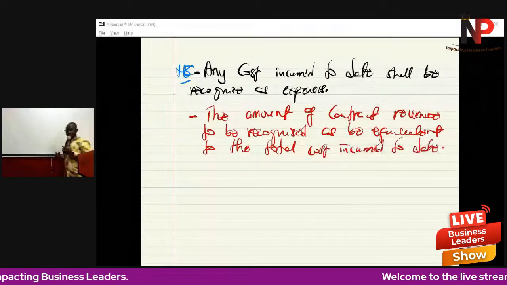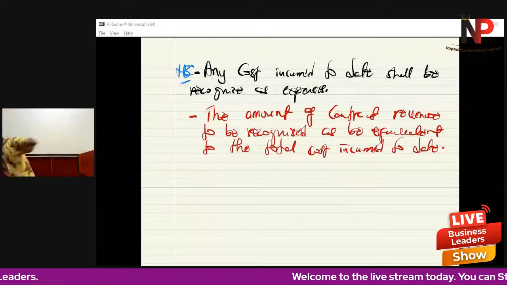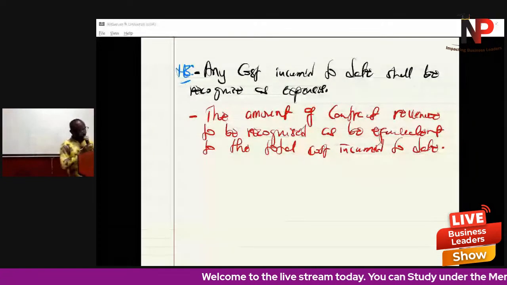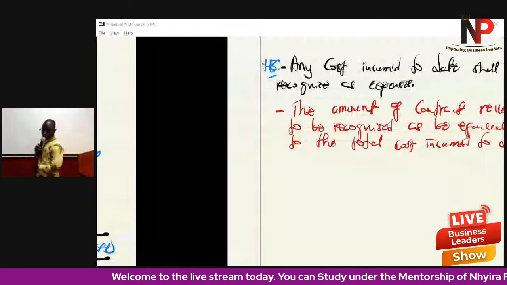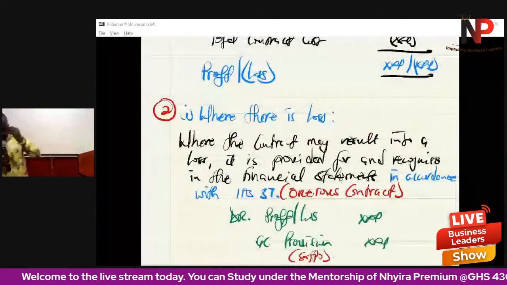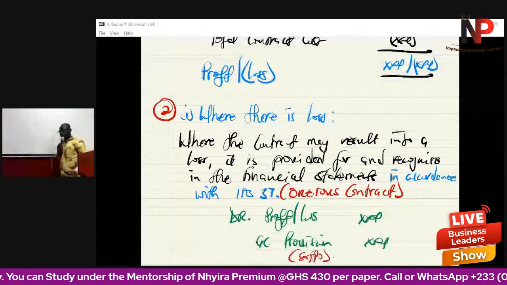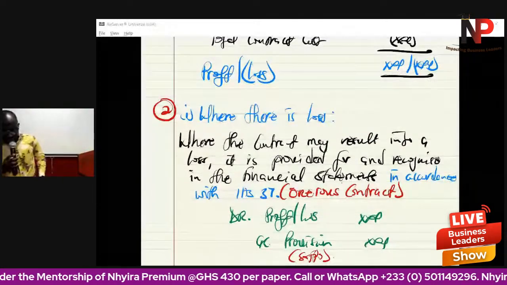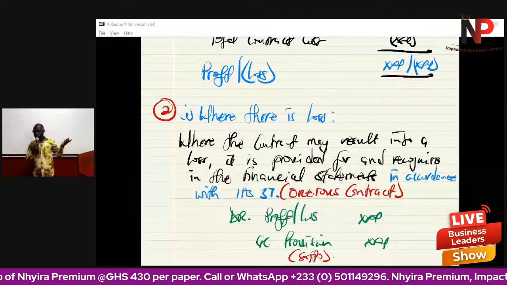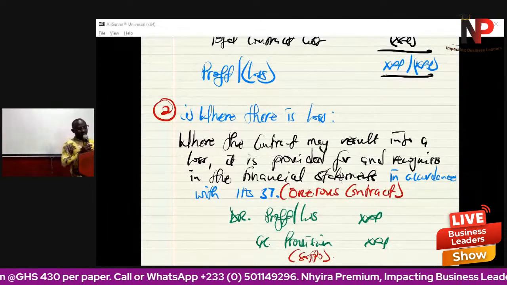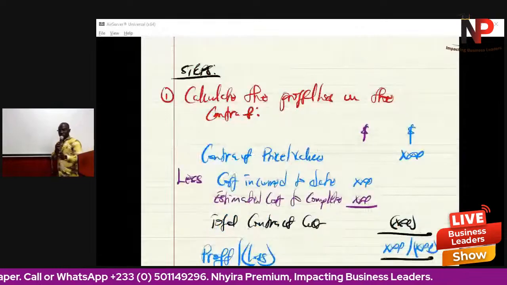That's the idea there. So step one, we do the calculation and we get a loss. That loss is recognized as an onerous contract, and that is in the provisions, IAS 37. It's a one-time event resulting in a loss. It's not that every building, every project we undertake results in a loss.